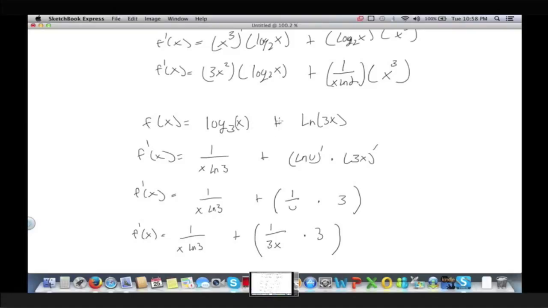log of 3x plus log base 3 of x plus the natural log of 3x. So when you use the chain rule for natural log of 3x, the chain rule of natural log of u, right, the derivative of natural log of u is 1 over u times the derivative of 3x, which is 3. Plug the inner function back in for u. That's correct. 1 over x times natural log of 3.